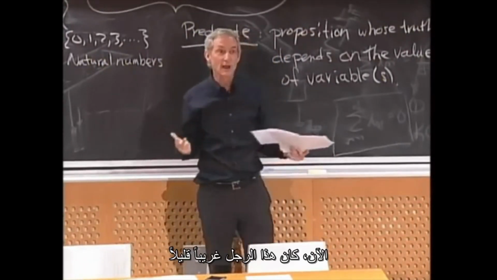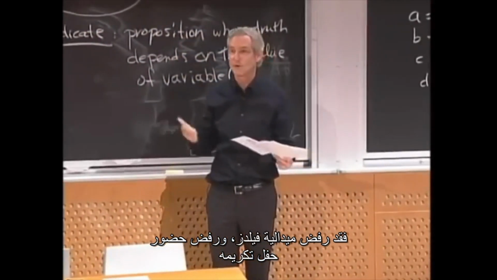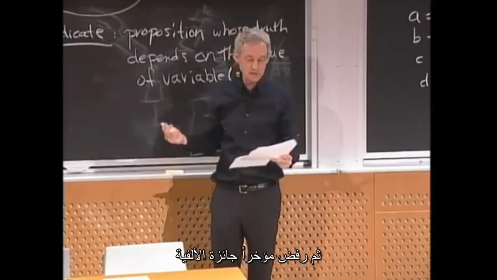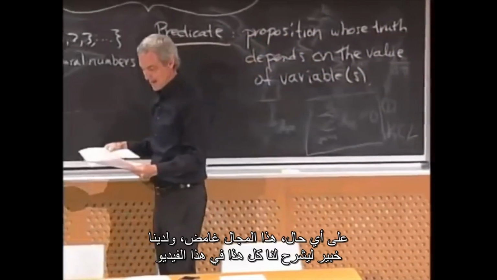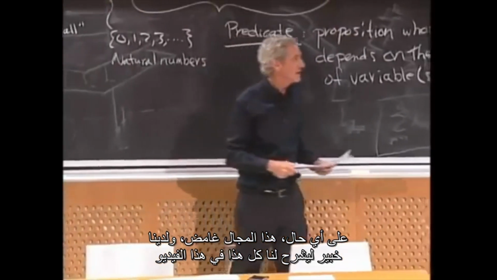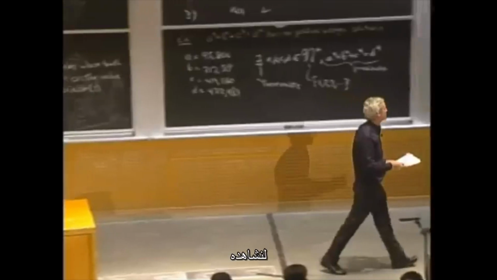Now, the guy's a little strange. He rejected the Fields Medal and refused to go to the ceremony where he was being honored. And he's recently rejected the Millennium Prize. And anyway, this area is murky, and we have an expert to explain it all for us on video, which I thought I'd show.